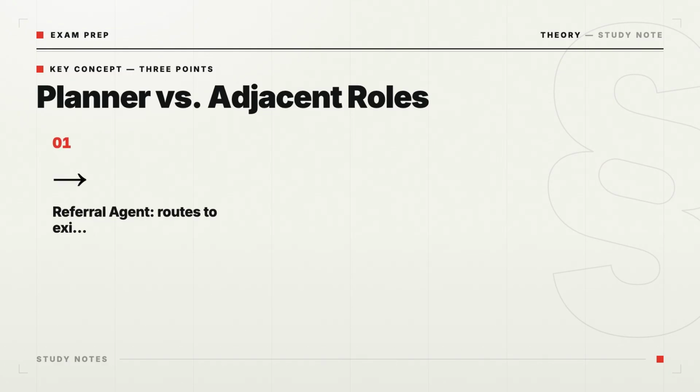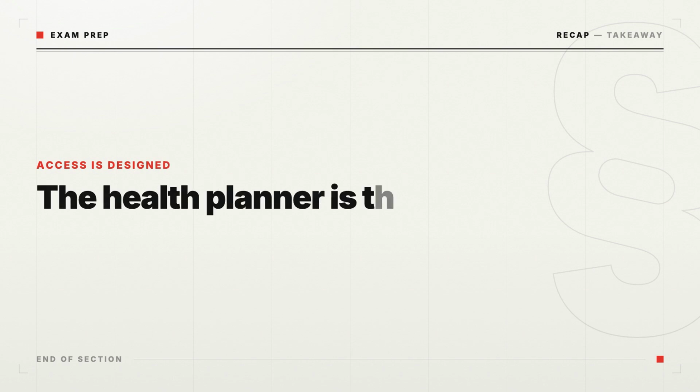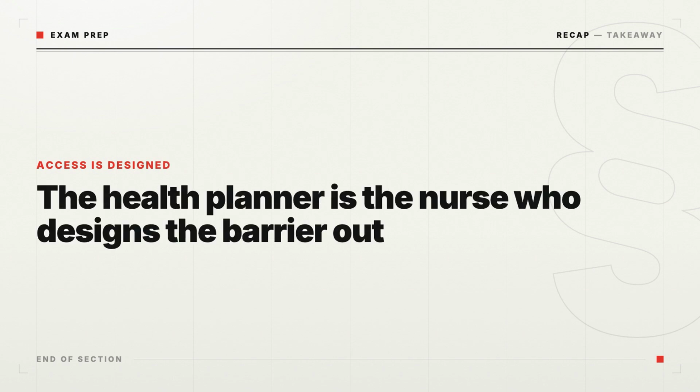The health planner builds capacity rather than using it. A referral agent connects clients to services that already exist. A manager administers ongoing caseloads, and a group leader delivers through group process. None of them construct a new service. Every barrier a population faces was designed in by somebody. The health planner is the nurse positioned to design it back out.